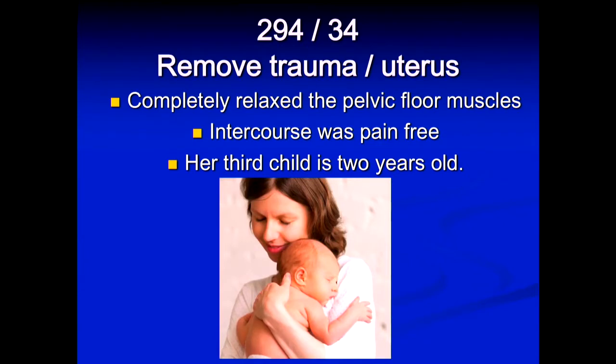Let's see, 11 months later, her second child was born. So this frequency combination, and only this frequency combination: the frequency to remove trauma is 294 hertz on A, the frequency for the uterus is 34 hertz on B. Intercourse was pain-free, and her third child is now 2 years old. But you have to pay attention.